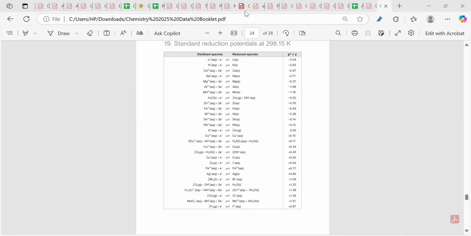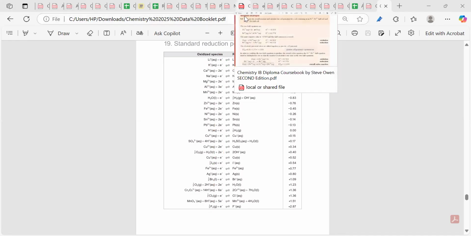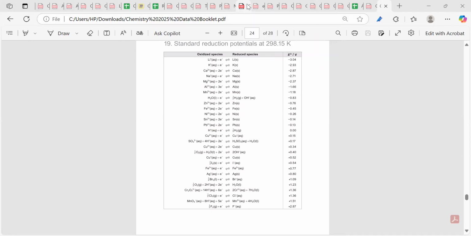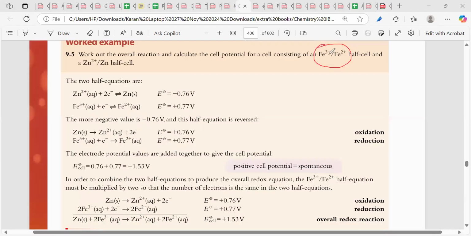Now remember one thing: when we see a reaction like this, Fe3+ to Fe2+, just understand this thing. There are many people who make the mistake of picking up Fe2+ to Fe. No, be very cautious of marking the signs over here, marking the charge. Clear? Now what we do, from the data booklet we pick up these two. Agreed?